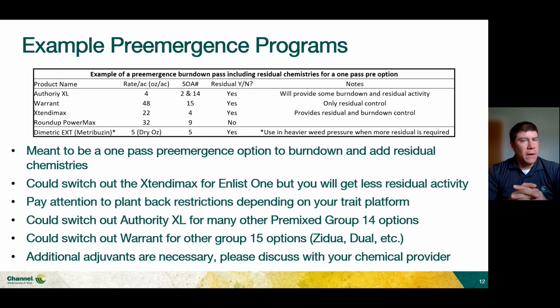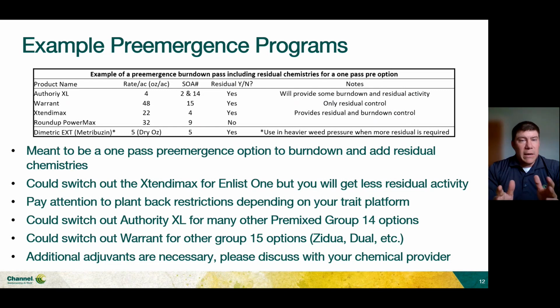Here's a good example of maybe a one-pass pre-emergence program. So you want some burn down plus your residual activity all in the same tank. Use Authority XL. That's going to have a group 2 and a group 14. So you're going to get a little bit of knockdown power out of that sulfentrazone, but you're also going to get some residual activity from it as well. Throw in a group 15 like maybe Warrant. That's going to be a good option to help with the residual control.